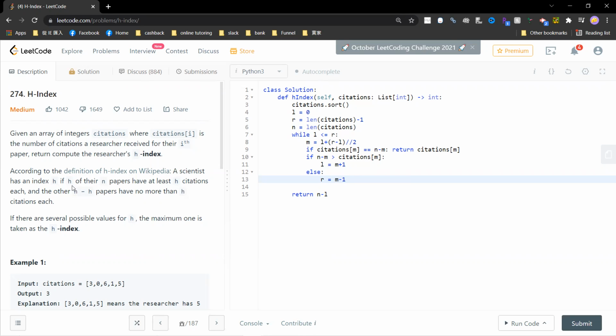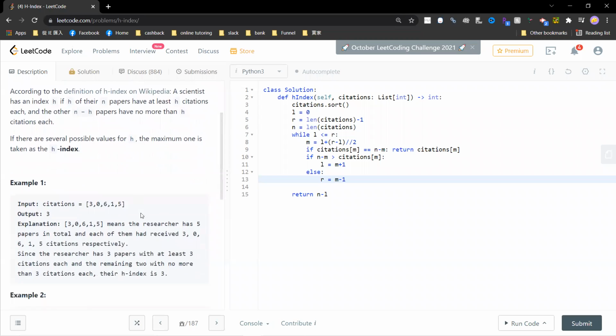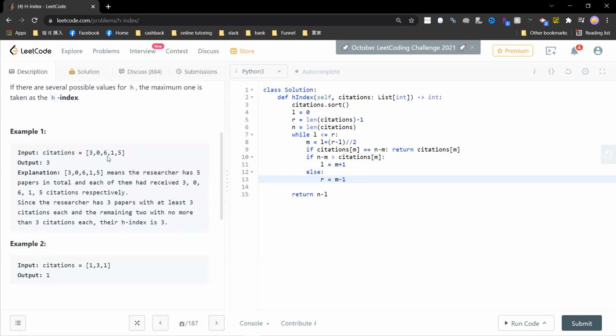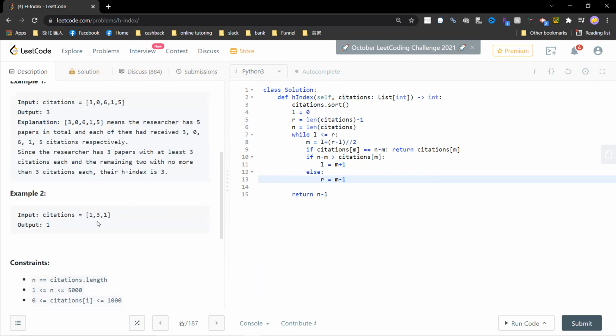This H must be the same as one of the citations. Let's say 3, 0, 6, 1, 5. The answer is 3, because you have 5, 6, and 3, so there are 3 papers with at least 3 citations. So the answer must be in the citations, by definition.